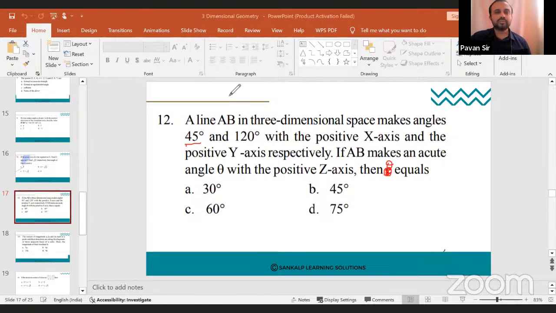Try to solve this. Kavya has given option C as the answer. Navya has also given C as the option.